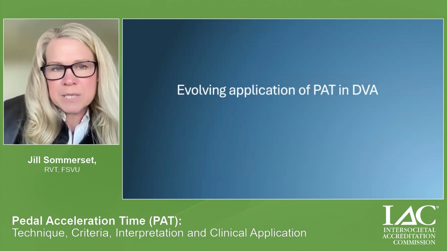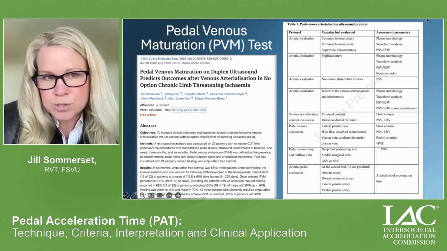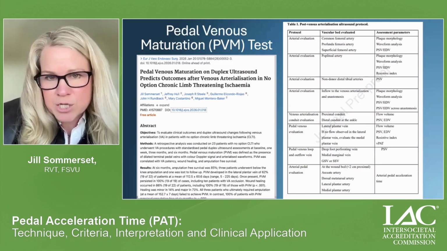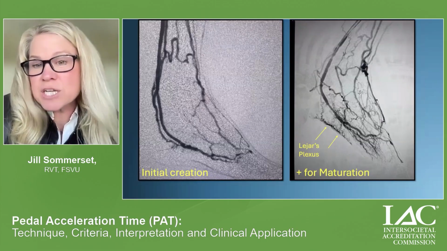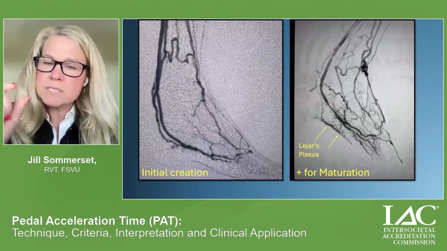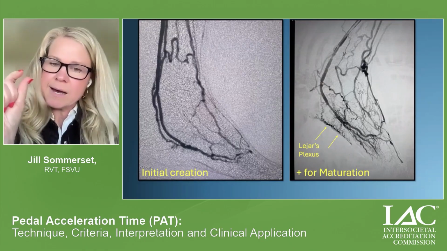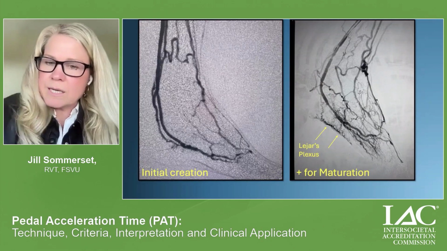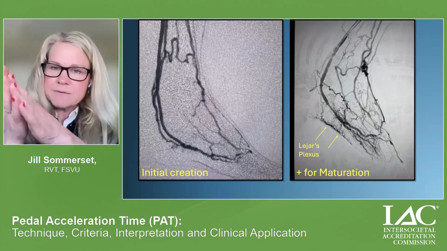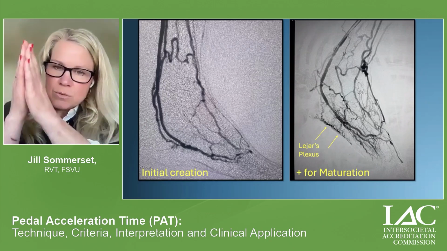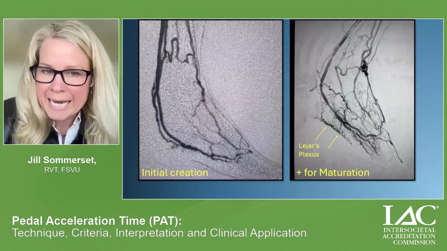So what is pedal venous maturation? We just published our paper in the European Journal of Vascular Surgery, and pedal venous maturation is something that occurs with the creation of a deep venous arterialization. So DVA is the connection of an artery, the posterior tibial artery. We create an anastomosis to the posterior tibial vein, and then we deliver oxygenated blood flow through the arterial inflow, across the anastomosis, and through the pedal venous anatomy.